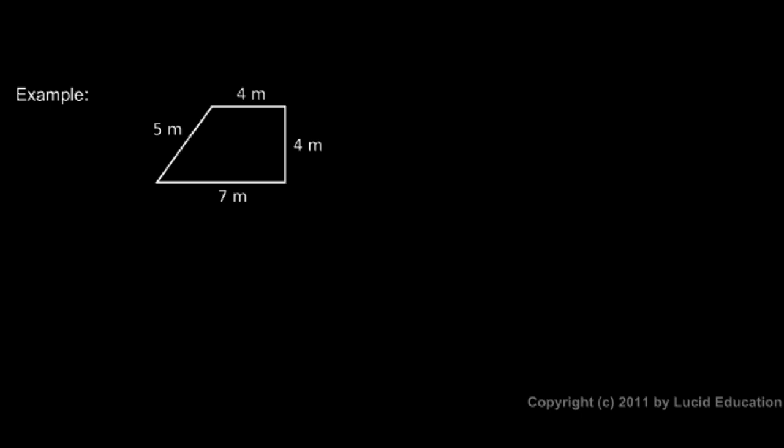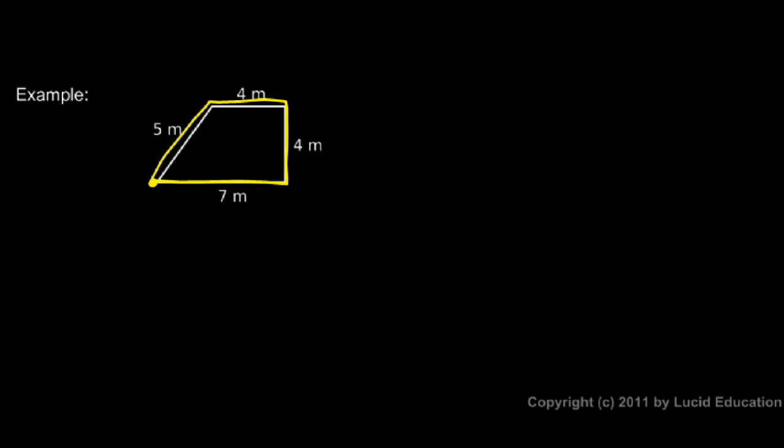Here's another example. This one's pretty simple. Find the perimeter of this figure. This is a trapezoid. But the perimeter, regardless of the shape, is the distance around the figure, or the sum of the lengths of all the sides. So in this case, it doesn't matter where we start and which direction we go, but we pick a starting point and we go around the figure.